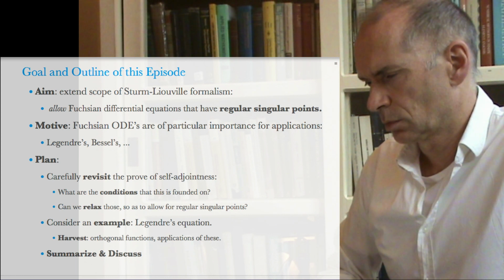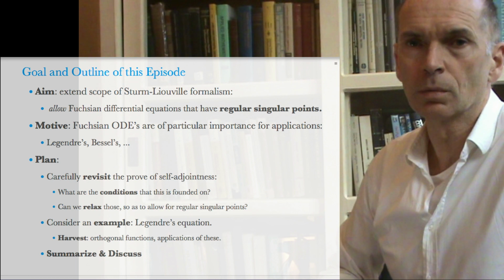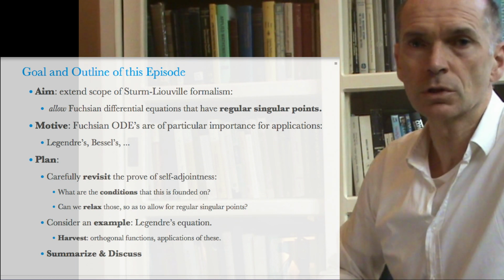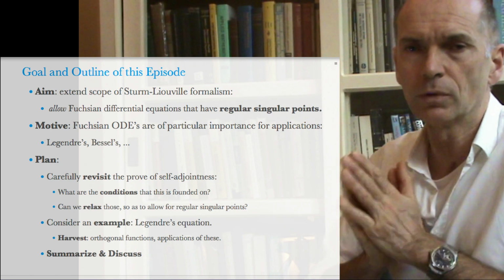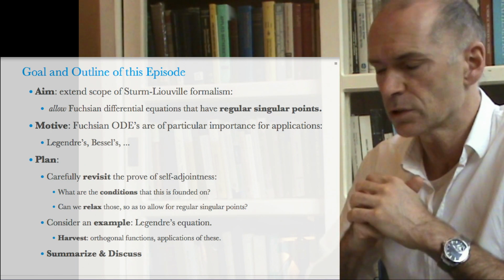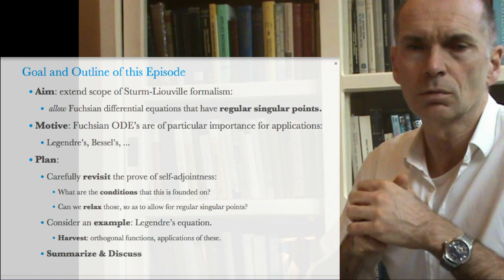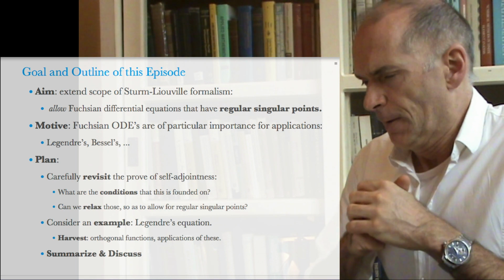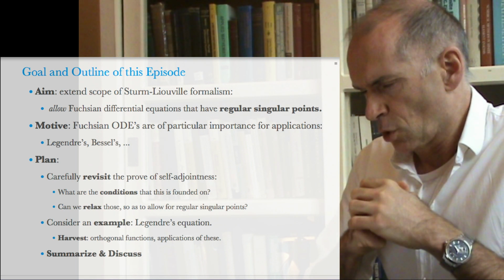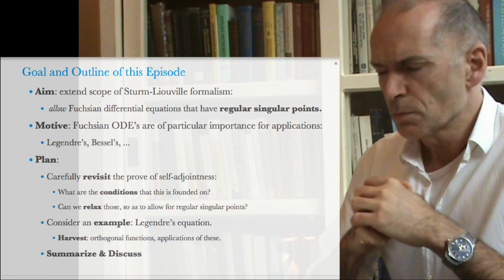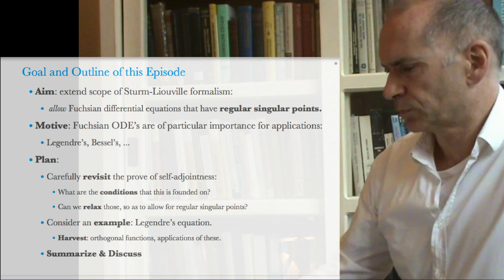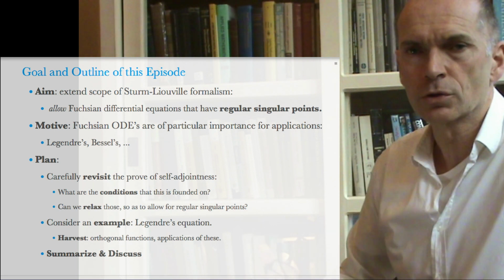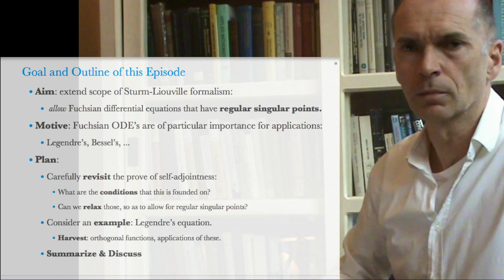the subject of this episode, which is the singular Sturm-Liouville problem. So our aim was to extend the scope of Sturm-Liouville theory so as to include differential operators that have regular singular points. And Legendre's equation, as we shall see, is a good example of that. And so in the first part of this episode, we revisited the proof for self-adjointness, so the conditions for self-adjointness of the differential operator and the problem as a whole.